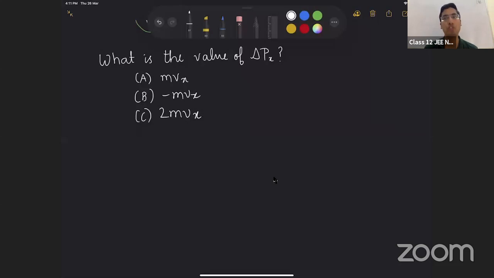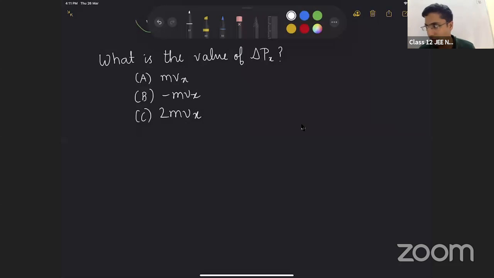Yes, Pritesh, it can also be at an angle, but that's why, if you look here, I've only taken the x component. The x component will obviously be in a straight line. If it's at an angle, I will treat the x component and y component separately, right? That's why I've written Vx and delta Px. I hope you understood why I'm not taking that angle. Okay, so the correct answer is obviously C, 2mVx is the value of delta Px, right?